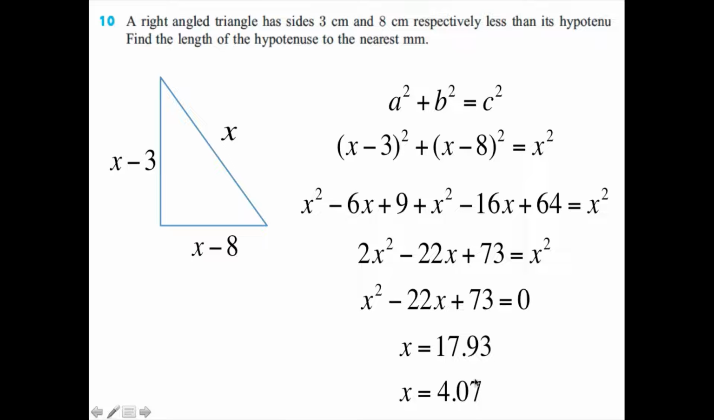Two possibilities for x, but is it really two possibilities? Imagine putting these values into all these x spots here. If you look at this one, x minus 8, if you put 4.07 into here, it's going to give you a negative number, and a side cannot have a negative length. So 4.07 is not a good solution to this problem. It's a solution to this quadratic, but it's not a solution to this problem. The only answer that works is 17.93, so that must be the length of the hypotenuse.